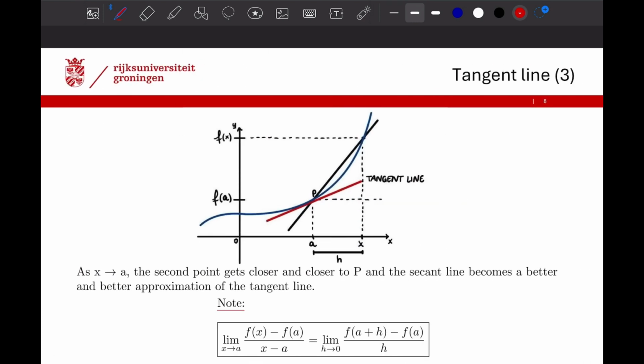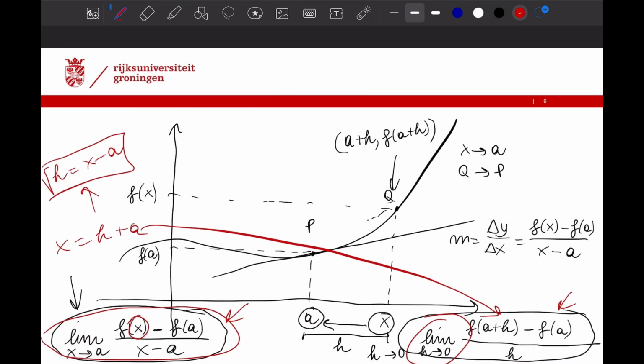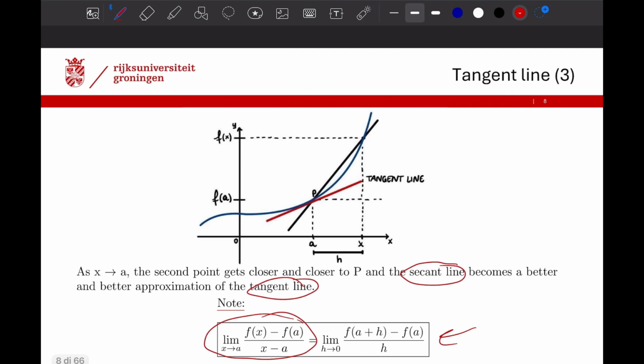So this is exactly what I was saying. As x goes to a, the second point gets closer and closer to P, so the slope of the secant line becomes more and more the slope of the tangent line. And this is the note that I was referring to. You can either state the definition as formulated here, as x goes to a, or as h goes to 0. It's exactly the same idea.